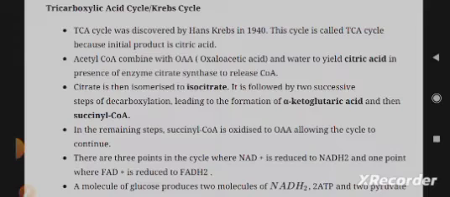reduced to FADH2. A molecule of glucose produces 2 molecules of NADH2, 2 ATP and 2 pyruvate while undergoing glycolysis.